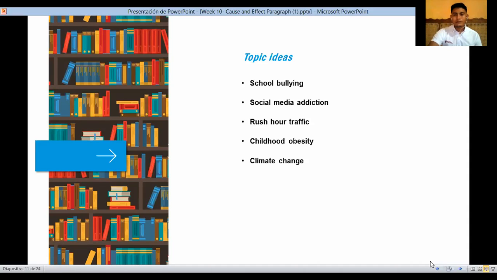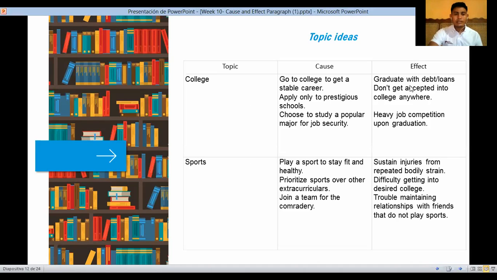Yes, we continue with the topic ideas, right? We have the topic COVID and we have some cause and effects. Well, remember that the cause is the action that you do and the effect is what you wait for from the cause. First, college.